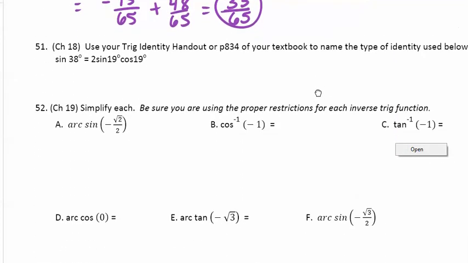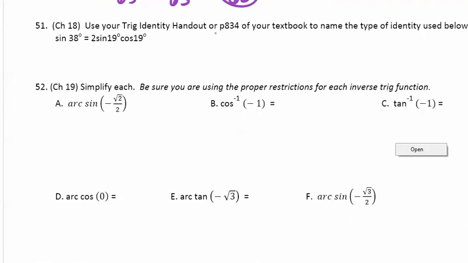All right, question 51. Use your trig identity handout or page 834 of your textbook to name the type of identity used below. Okay, and this one I just wanted you to be familiar with. Again, I wouldn't put this on the semester exam without you having the resource page handy. But this is a formula that you'll use often in higher level mathematics. So I wanted you to recognize the double angle formula. So 38 is twice 19 degrees.